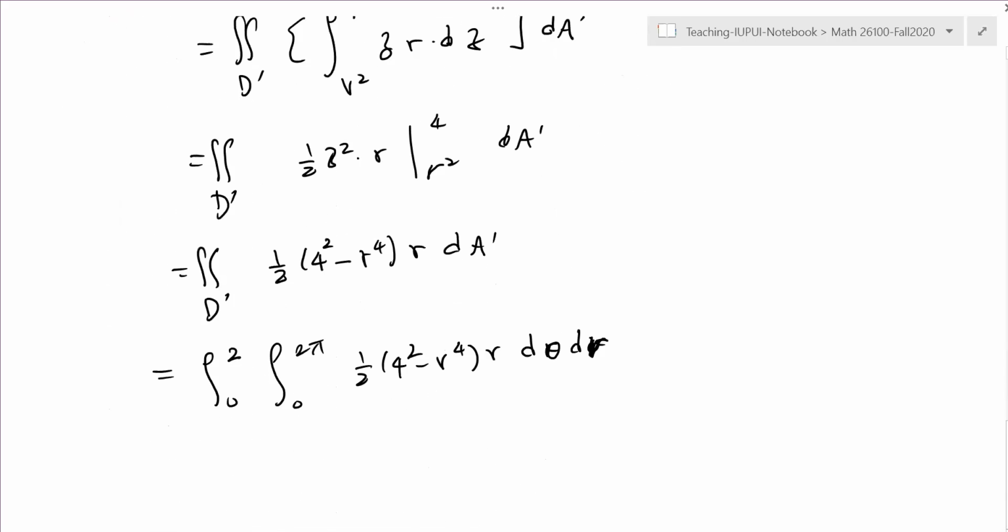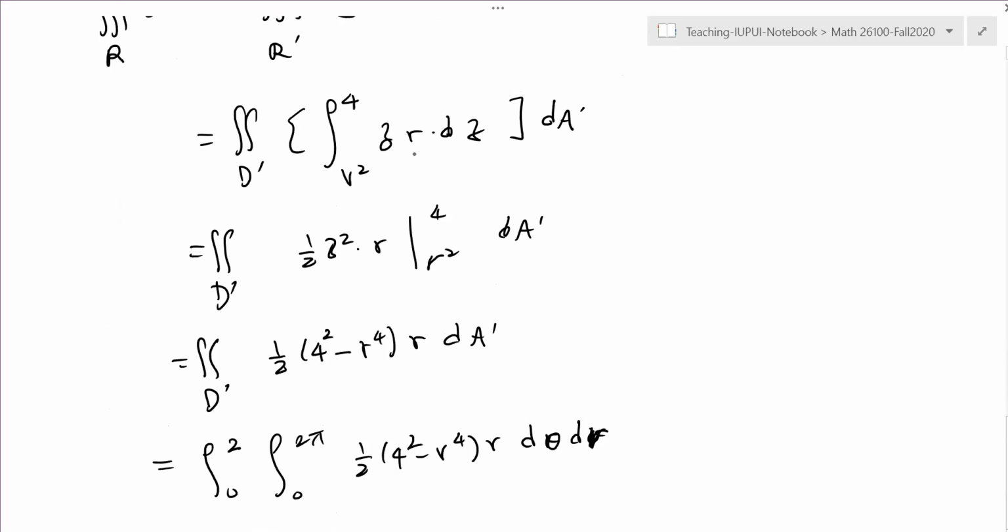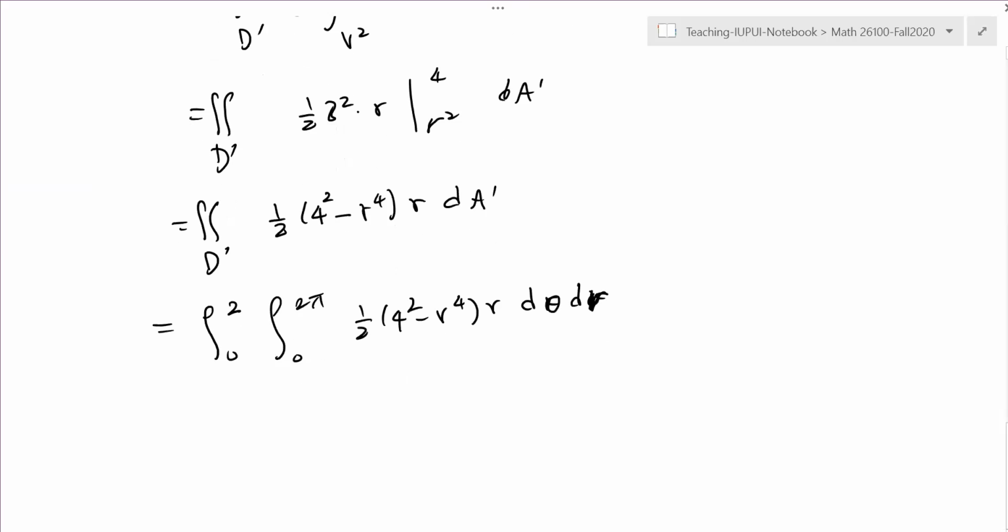Then you evaluate this integral with respect to z, right? You get half of z squared, then you plug in 4 for z and r squared for z. Anyway, it's independent of theta, so inside you get 2 pi over 2. Let's take this out. And here, the integral of 16r minus r to the fifth dr.